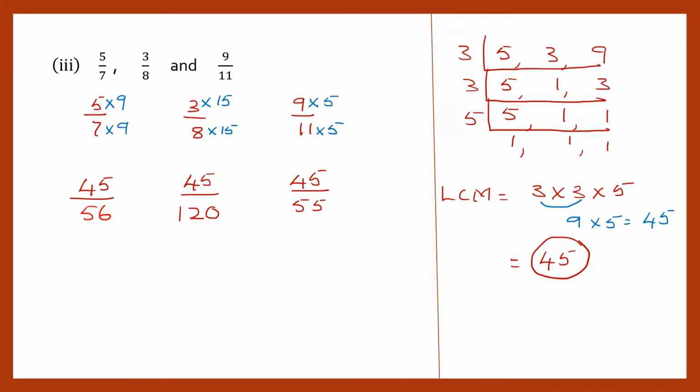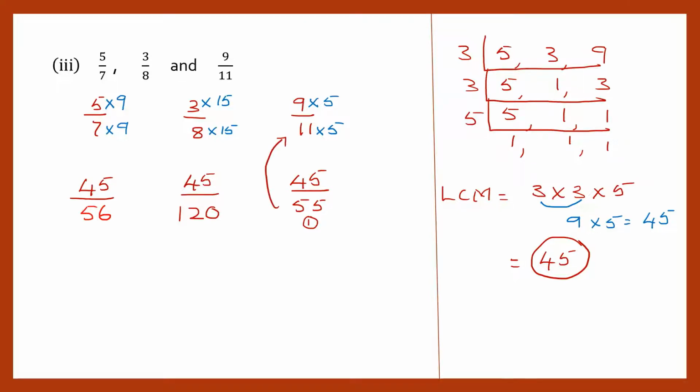This time the numerators are the same. Now you need to be careful. When numerators are the same, the smallest denominator will make the greatest fraction. It's the other way around when you check with denominators, okay? So when numerators are the same, the smallest denominator will make the greatest fraction. So here we have 56, 120 and 55, which is the smallest denominator, 55. So this is the greatest fraction.